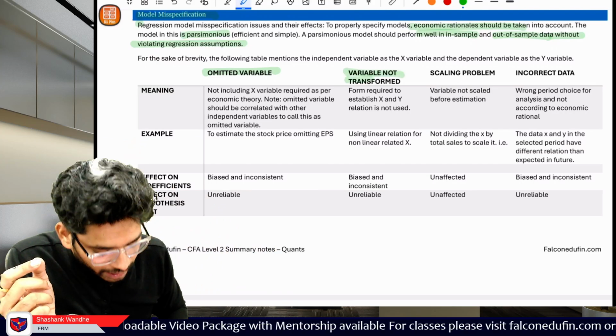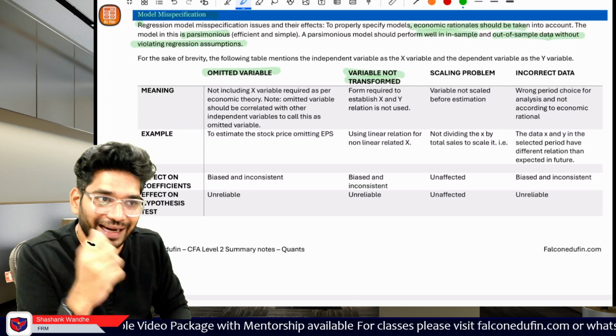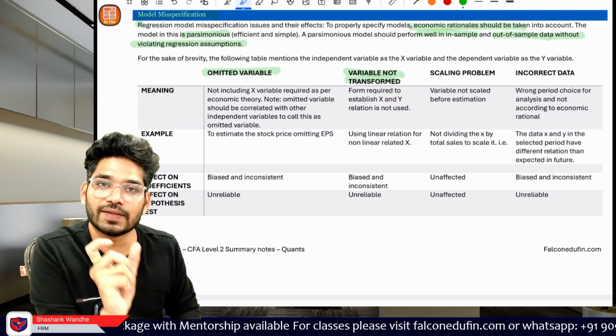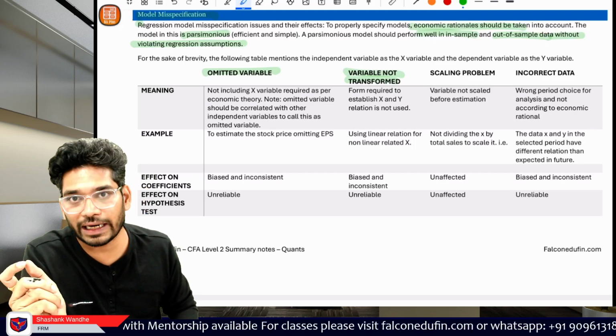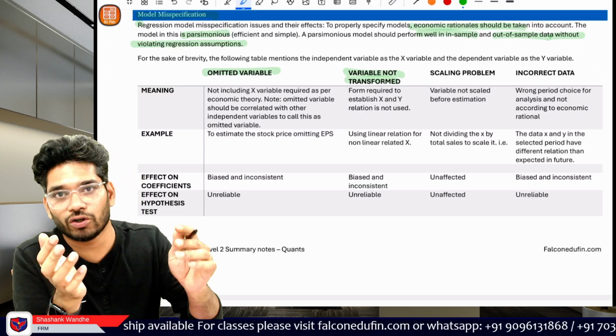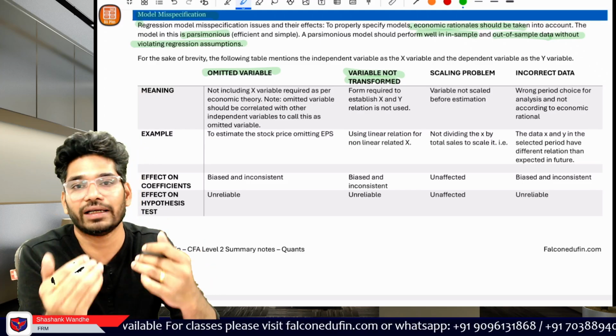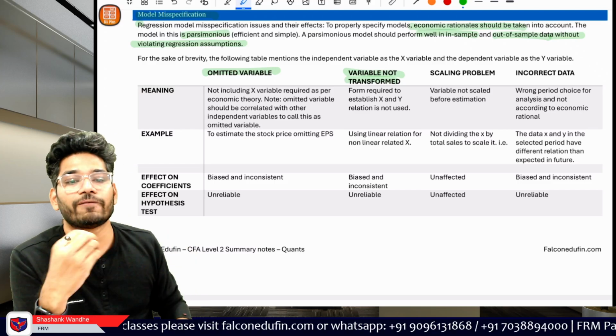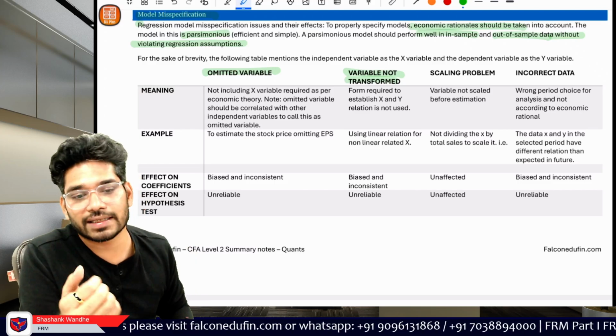Then a variable is not transformed properly. This means the relationship between the dependent and the independent variable is non-linear, and you are inserting x1 as a linear variable. Okay, so you are not taking the log normal of that variable to make it the non-linear structure, and you are outrightly just inserting that as a linear relationship. So that's the variable not transformed, the second problem.